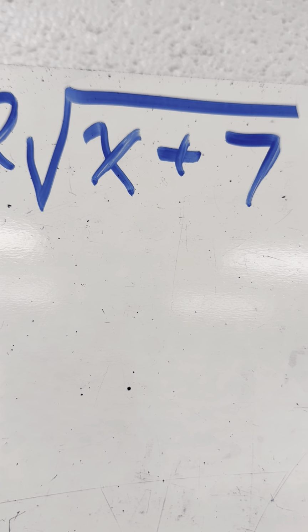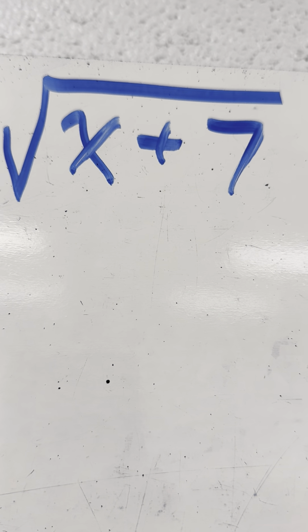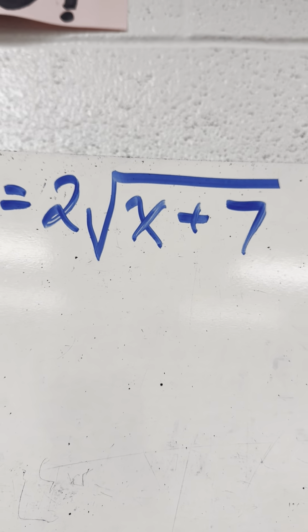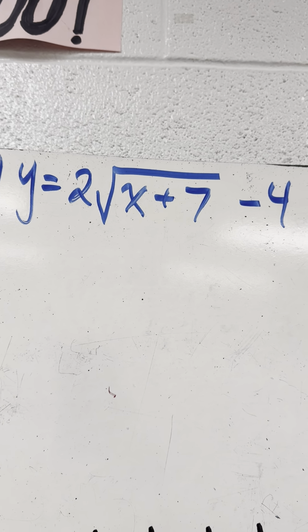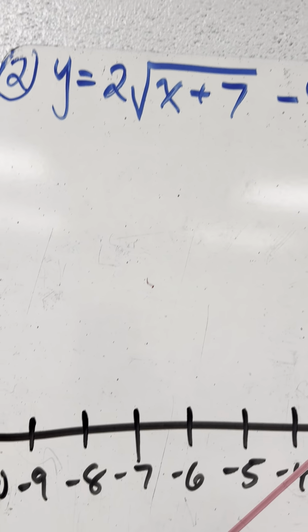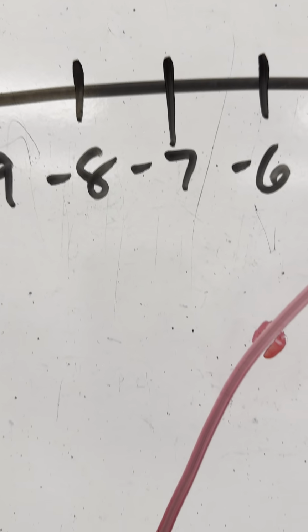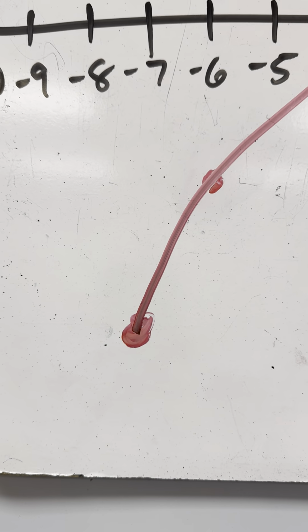So negative 7 plus 7 is 0. The square root of 0 is 0. 2 times 0 is 0. And 0 minus 4 is negative 4. So I'm going to plot the point negative 7, negative 4, right there.